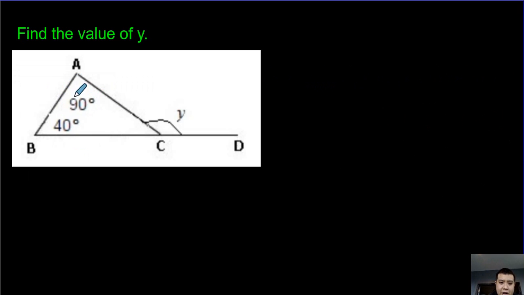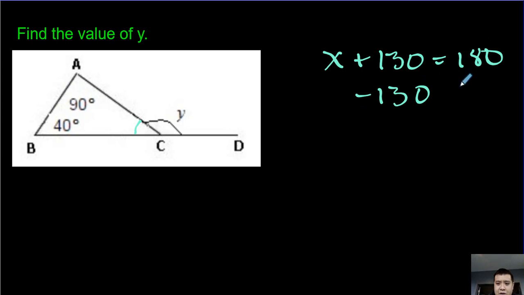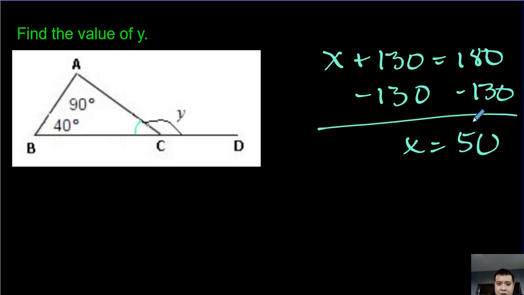Here we have two interior angles of the triangle, and we're not asked to find the third interior angle, but we're asked to find this last exterior angle. This is called an exterior angle. Now, what we can do is find this interior angle right there first. We know that 40 plus 90 is 130, so x plus 130 should equal 180. Once we subtract 130 from both sides, x equals 50. So we know now that this angle is 50 degrees.